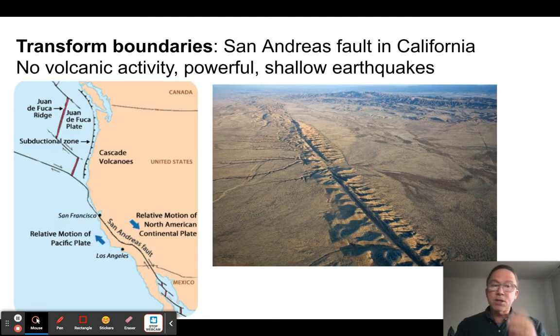And finally, we have transform boundaries. There's only really one famous transform boundary, and that's the San Andreas Fault of California. But it's pretty impressive. It basically extends from the Sea of Cortez all the way up through California. It comes out just north of San Francisco at a place called Point Reyes.